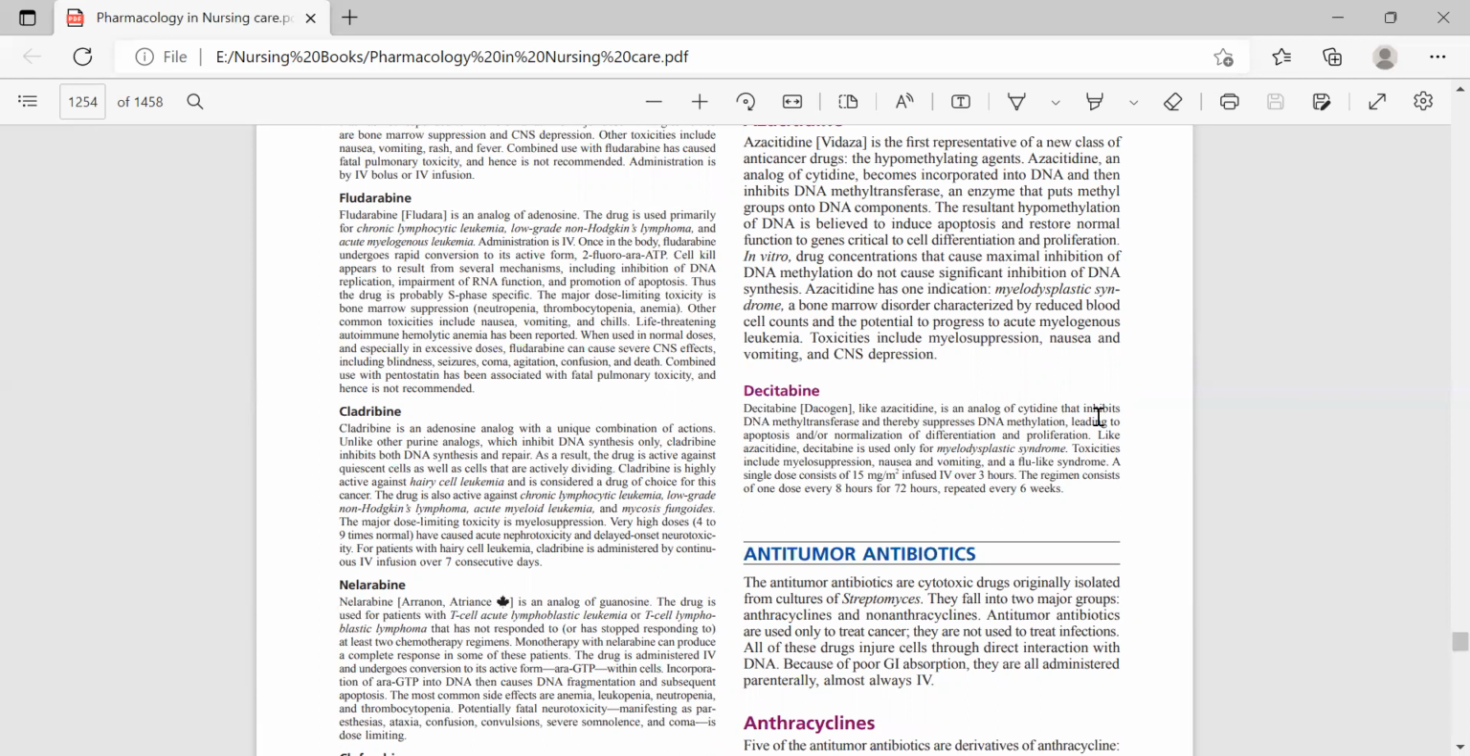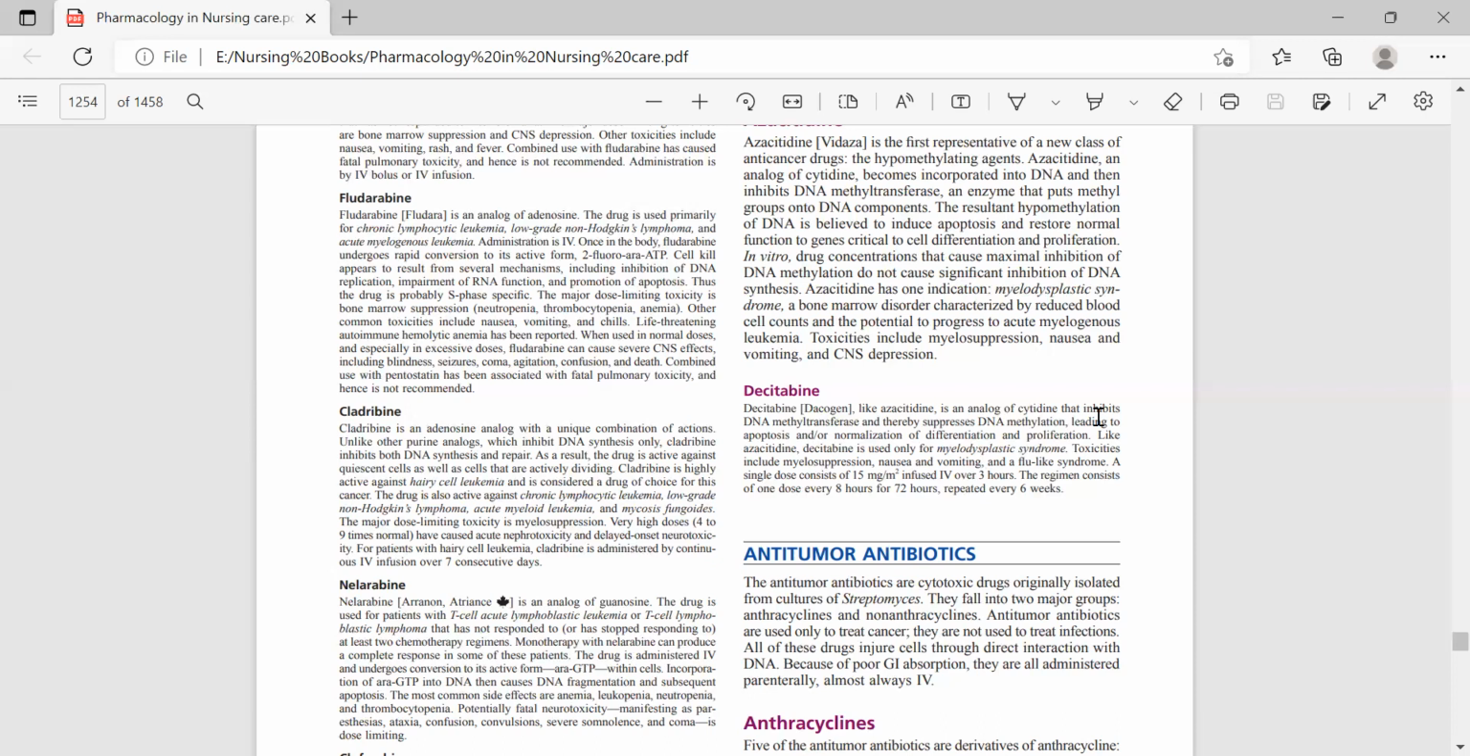At normal doses and especially in excessive doses, fludarabine can cause severe CNS effects, including blindness, seizure, coma, agitation, confusion, and death. When it is combined with pentostatin, it has been associated with fatal pulmonary toxicity. It is not recommended during pregnancy. Another drug is cladribine.